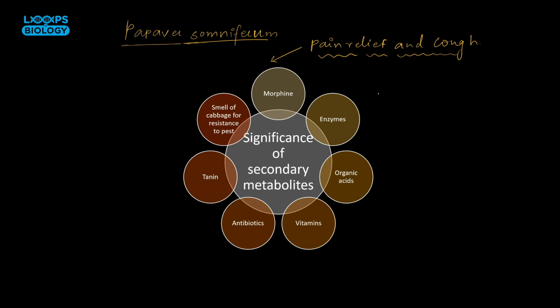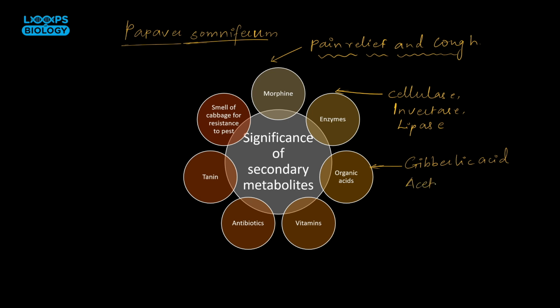Then there are some enzymes which are also obtained as secondary metabolites, such as cellulase, invertase, lipase. These are some of the enzymes which can be obtained. There are organic acids as well, such as gibberellic acid, which is used to induce parthenocarpy in the fruit, that is nothing but seedless fruits. Then there is acetic acid as vinegar. So some of these cases also come under your secondary metabolites and are obtained from microbial organisms.